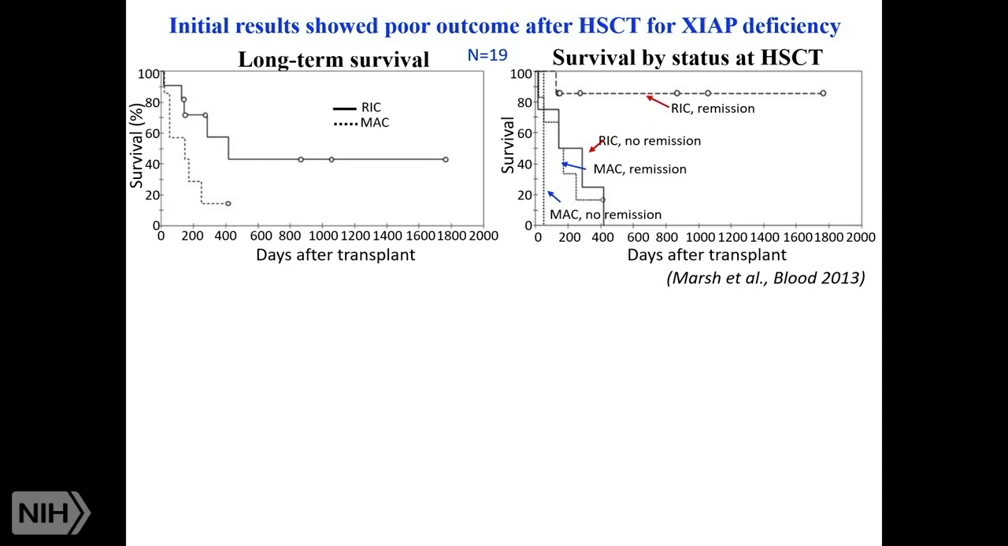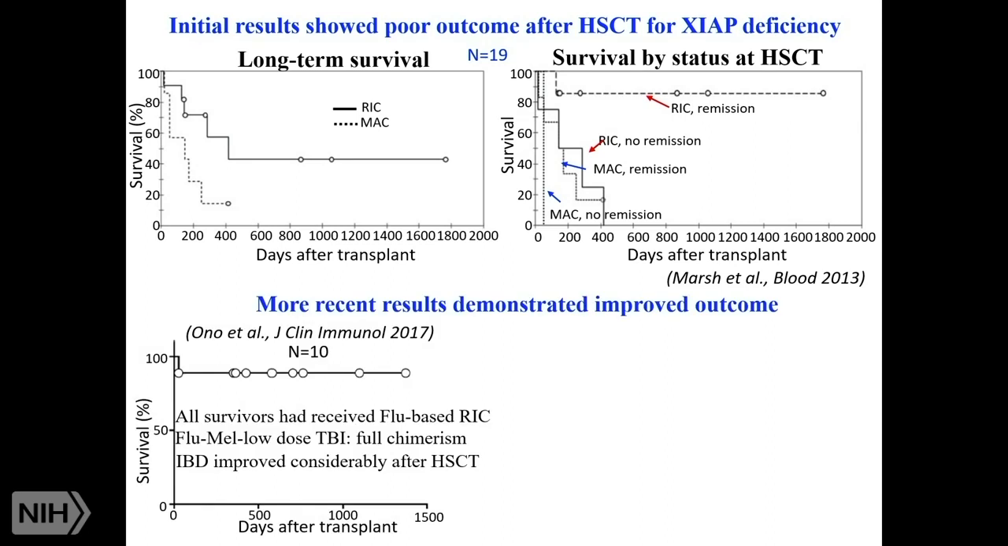That's not ideal. The other thing that it shows, which is also important, is that the status of the patient at the time of transplantation makes a big difference, because patients who received reduced intensity conditioning but were in remission at the time of transplantation did significantly better than any of the other combinations. So it's important to take good care of the patients and bring them to remission and then use a reduced intensity conditioning. Based on this data, the protocol for transplanting XIAP deficiency has evolved, and so now everybody would agree to use a reduced intensity conditioning regimen.